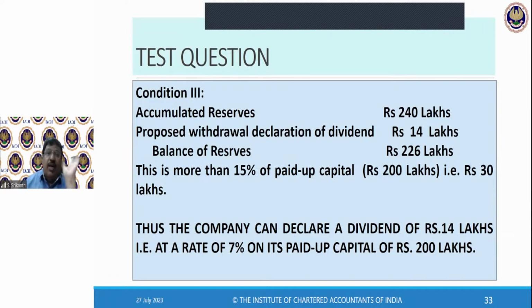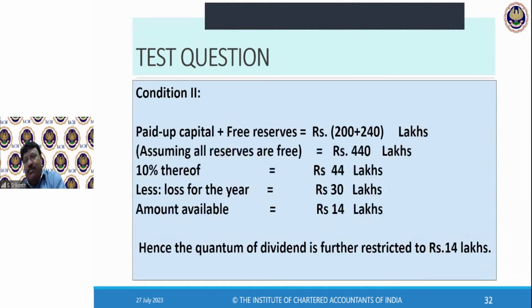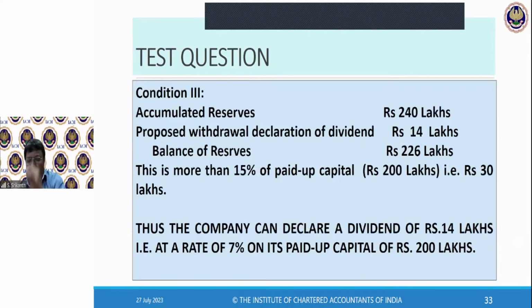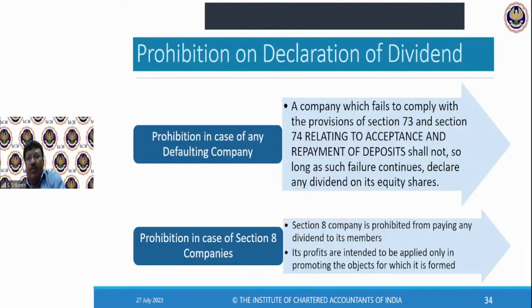And also test for condition 3. See that in case you draw 14, the reserve balance should not come below 15% of paid up capital. So you calculate 15% of paid up capital and see that this is far above. 226 is way above 30. So there is no problem at all. Any doubts? I will answer. Very good. Darshan says he is clear. I'm happy.